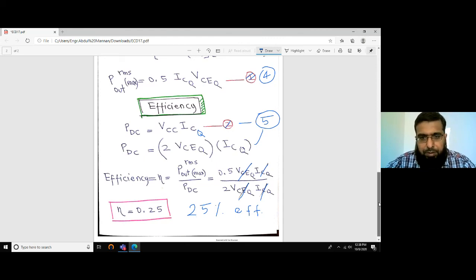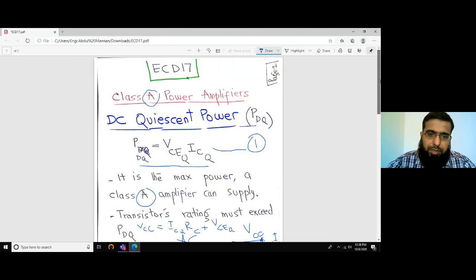We'll see that this efficiency is even smaller for other classes of amplifiers in our upcoming lectures.